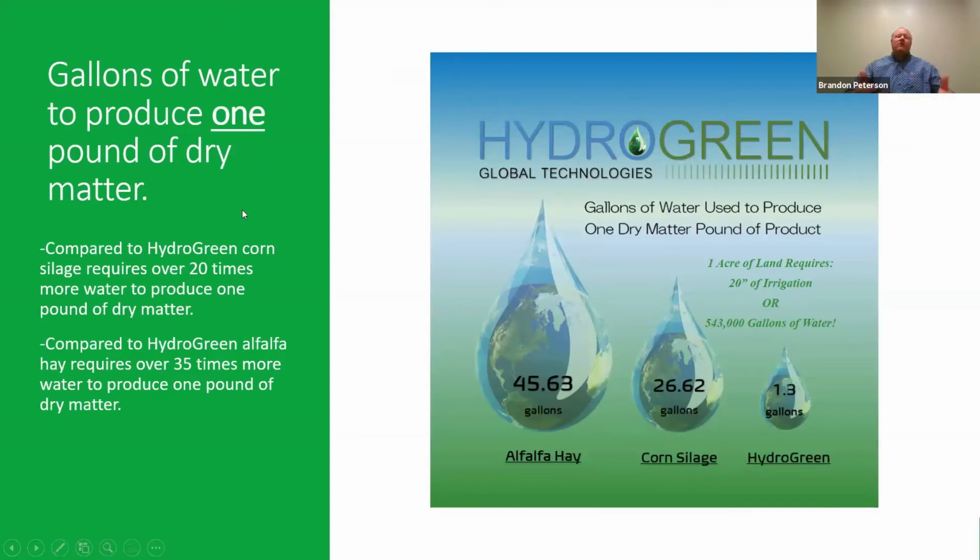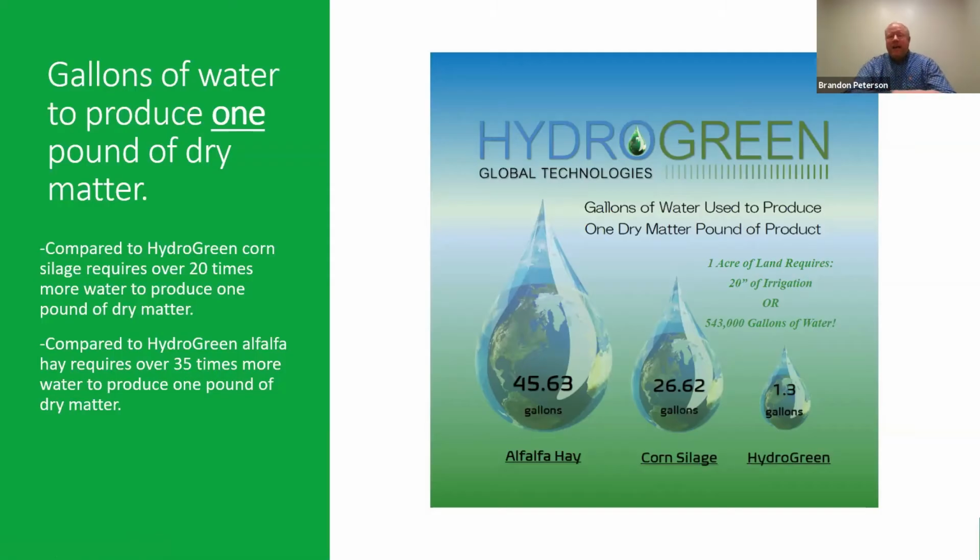So we look at gallons of water, and I apologize I didn't get this converted for you guys, but the graph itself is going to be the same. So gallons of water to produce 1 pound of dry matter. If you look at alfalfa production, it's going to take about 45 gallons of water to produce just 1 pound of dry matter using alfalfa as your crop. Corn silage is going to take about 26 or 27 gallons of water to produce 1 pound of corn silage on a dry matter basis.